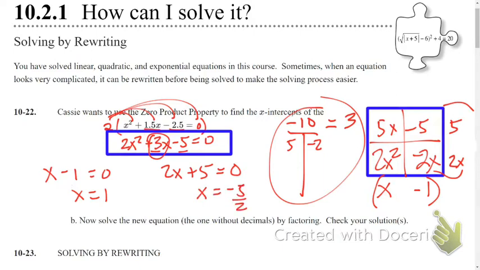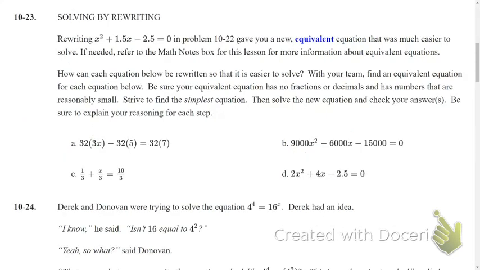Okay? Alright, let's move on to the next question. 10-23, it's challenging you again to rewrite these problems before you actually start solving them. Okay, so I want you guys to do what you think you can do for A, B, C, and D, so that you can make life easier on yourself before you actually start solving the equation. Okay, once you do that, go ahead and solve the equation.